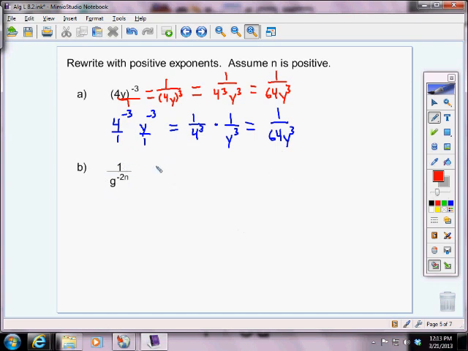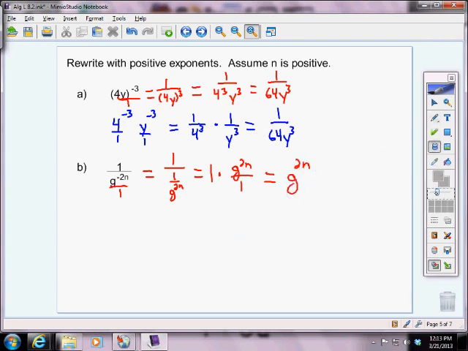If you look here, you could think of this as 1 over, and treat this bottom one here as a reciprocal, 1 over g to the 2n. Well, dividing by a fraction is the same thing as multiplying by the reciprocal. So instead of dividing by 1 over g to the 2n, we could multiply by g to the 2n over 1. And all these ones here basically just work out to g to the 2n.